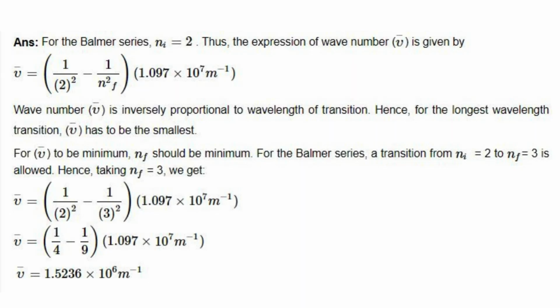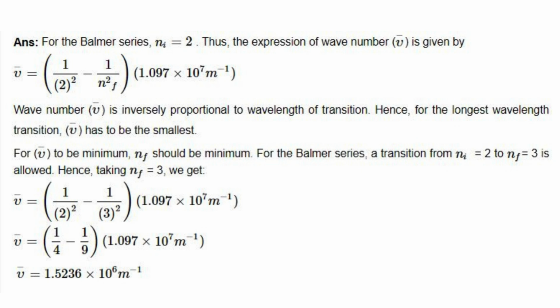Answer: for the Balmer series, n_i equals 2. Thus, the expression of wave number is given by wave number = (1/2^2 - 1/n_f^2) × 1.097 × 10^7 m^-1.